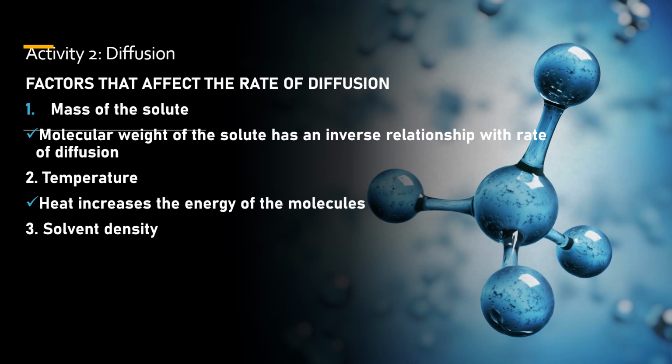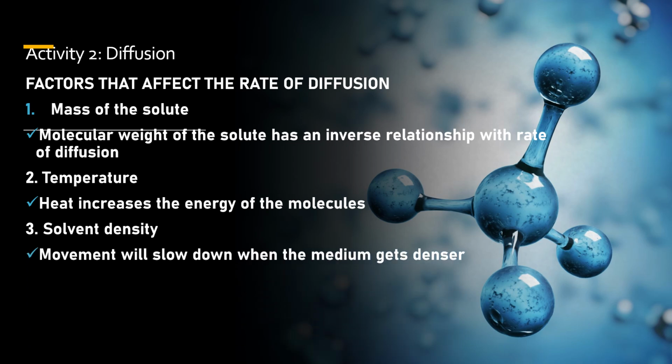And then after dissolving, you will let it stand and then add a drop of food coloring for this one. Okay, so in solvent density, as the density of the solvent increases, the rate of diffusion decreases. Because movement will slow down when the medium gets denser. Again, the molecules will slow down because they have a more difficult time getting through a denser medium. Comparing it with the beaker that contains only water, it has a faster diffusion rate.